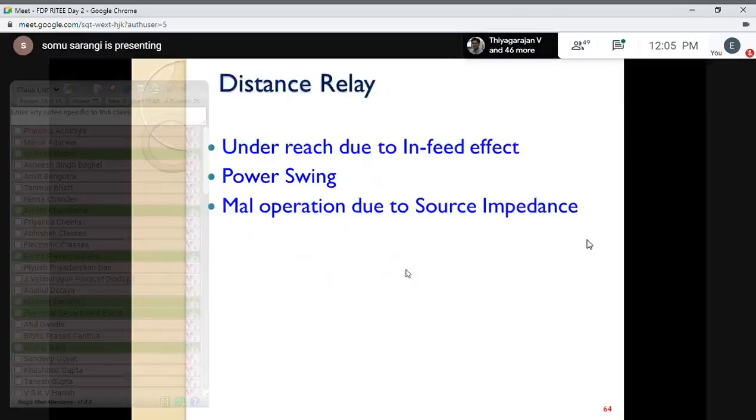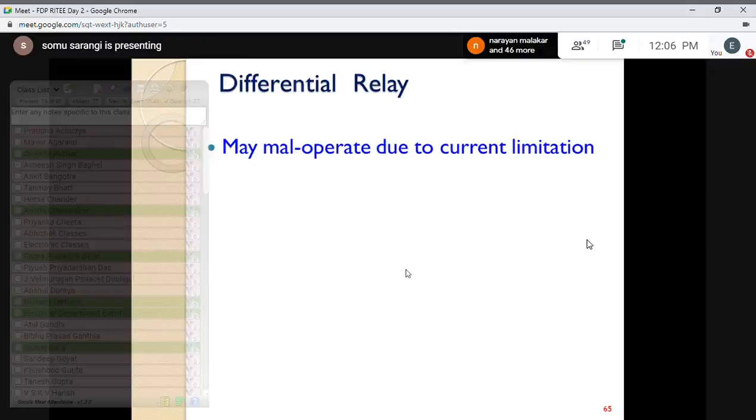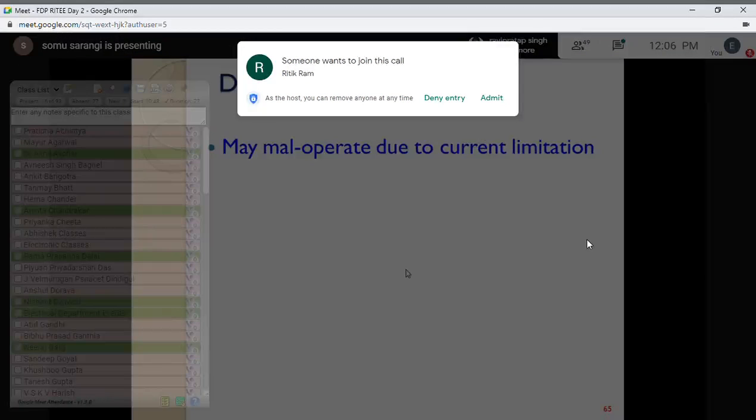Now, what will be the problem with the distance relay? Why can we not apply the distance relay in our distribution system? If we have a high penetration level, then the infeed effect is the most common problem we can see. Power swing, because we will have multiple sources, so power swing will also be present. Maloperation due to source impedance, because of changes in source impedance from the different control techniques we apply in our inverters. Then maloperation due to current limitation.